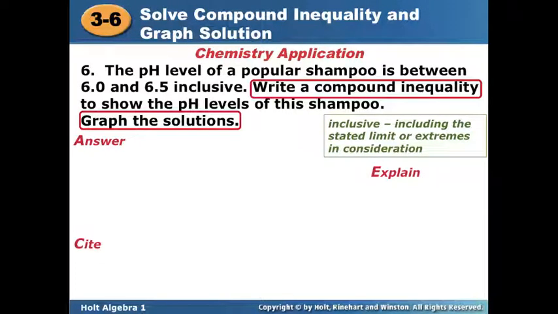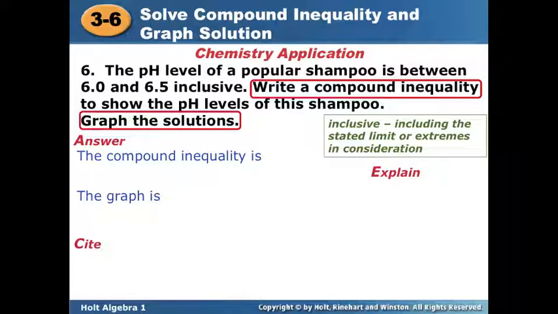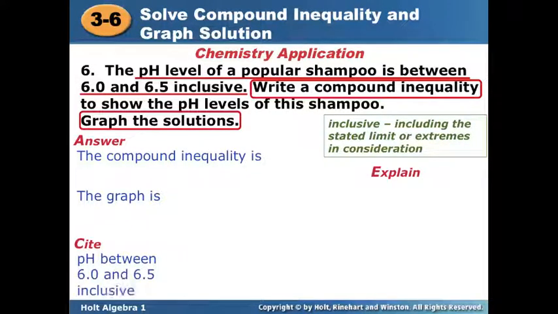So here we're asked to write a compound inequality and graph the solution. So for our answer statement, we will say the compound inequality is, the graph is. And we'll come back and complete that when we find our answer. To cite your text, we need to know that the pH level of the shampoo is between 6.0 and 6.5 inclusive.